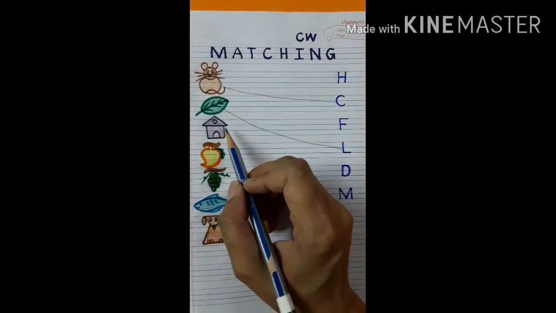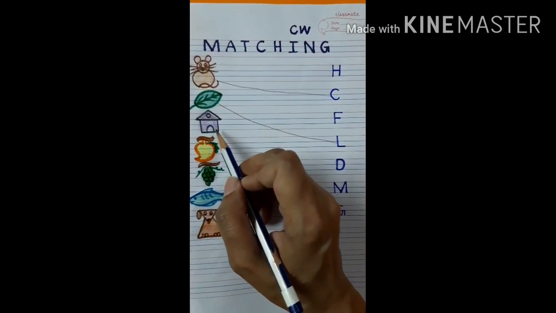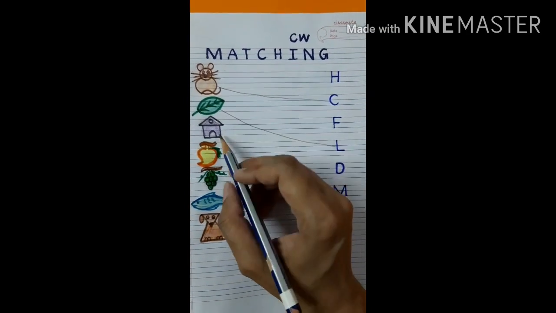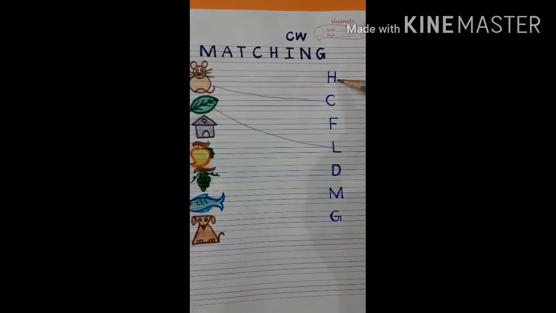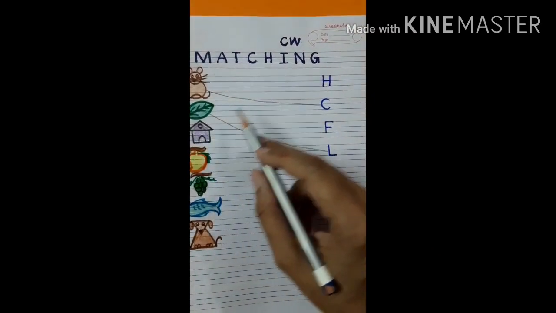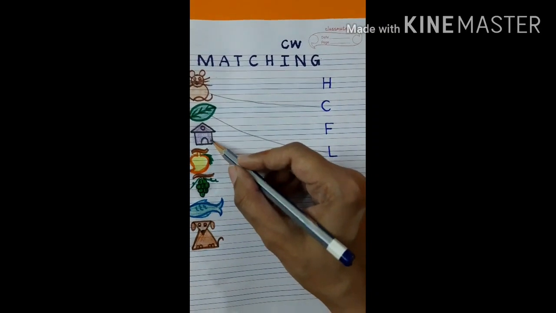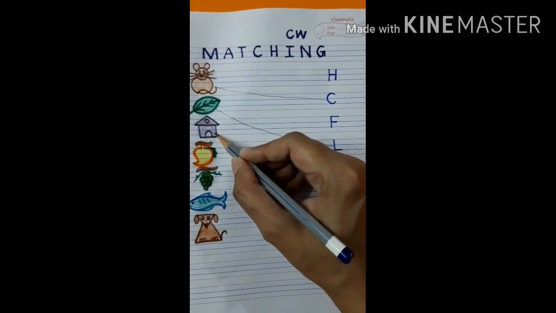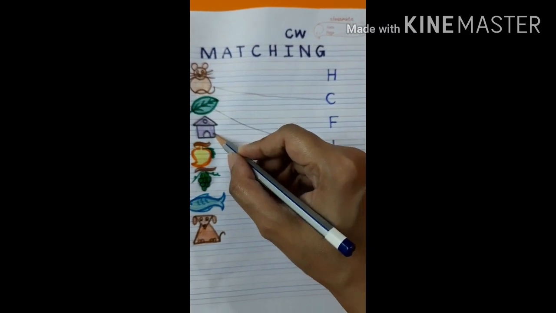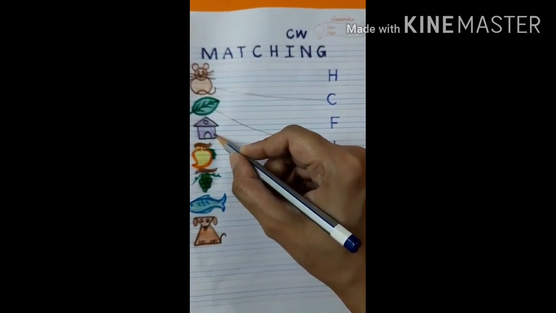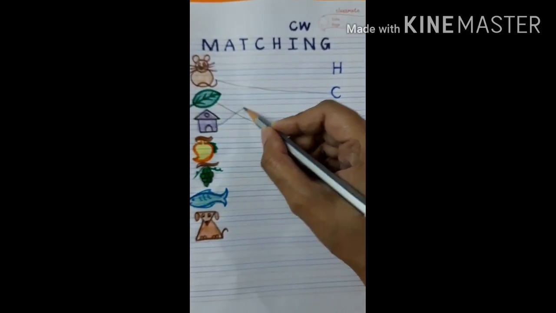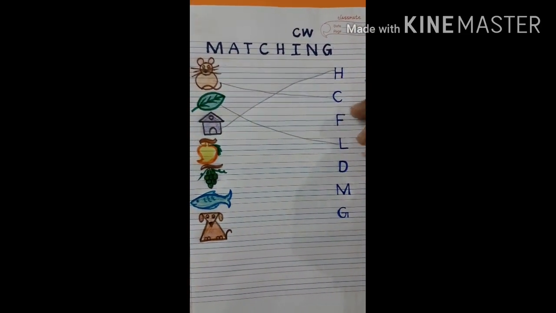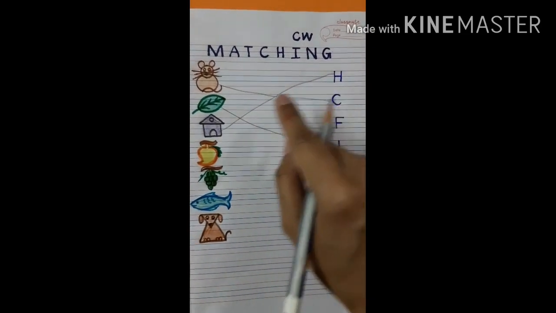Now look at the next picture. Next picture is of hut. Hut belongs to letter H. So we will match both of them. Keep the pencil on picture hut and draw a line or trace a line towards letter H, like this. H for hut.